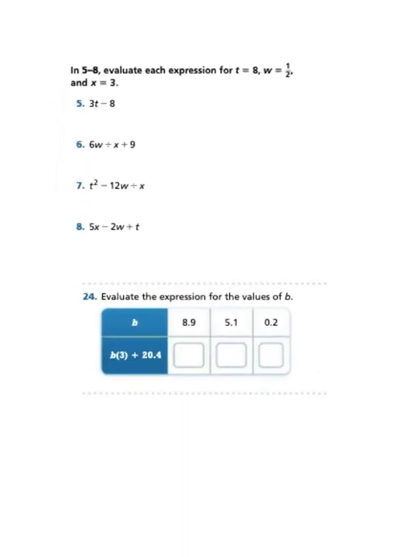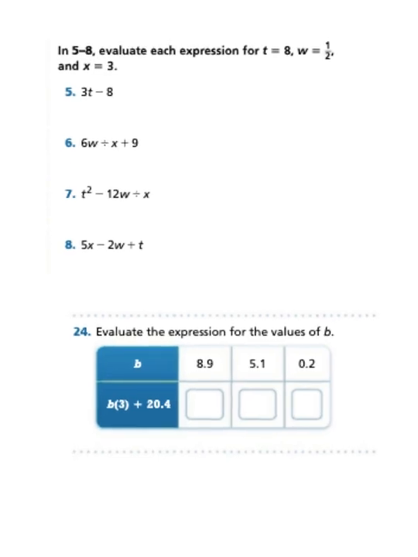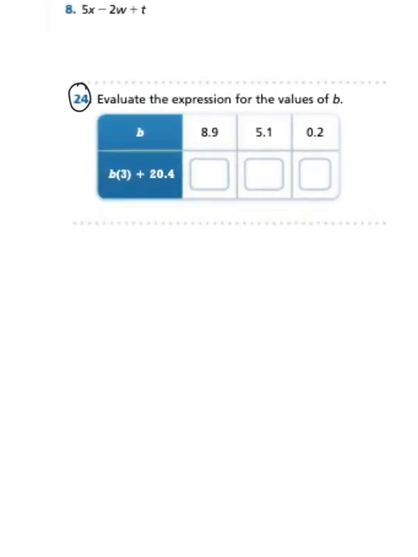So let's look at a couple examples together. So the first one we're going to start with is this number 24 down here at the bottom. This says evaluate the expression for the values of b. So essentially, this is 3 separate problems. So what do I mean? Well, the first problem, they tell us b equals 8.9. So I have to take the 8.9 and put it in the expression.